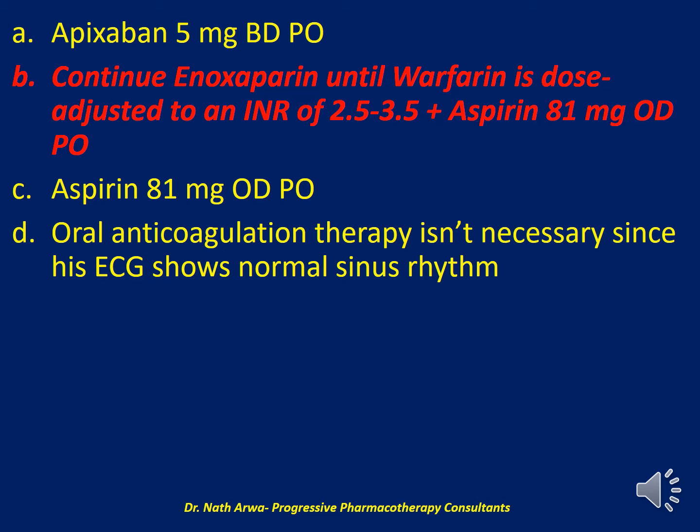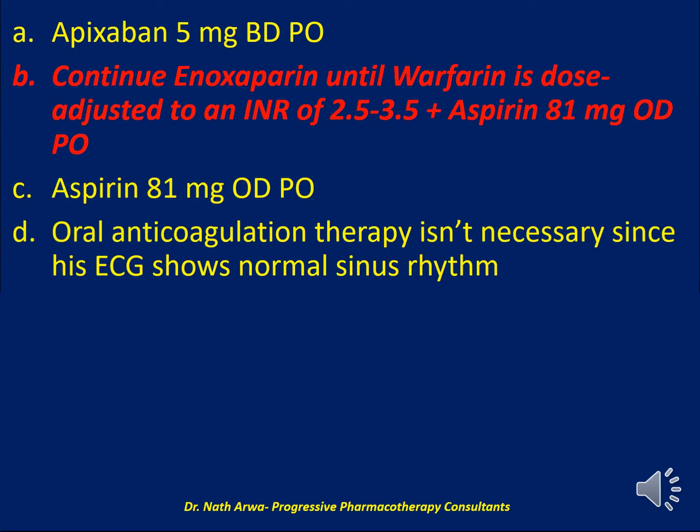Now, for mechanical valve replacement, warfarin therapy should be used regardless of the location, whether it's mitral or aortic. Now, aortic mechanical valve replacement requires warfarin therapy with a target INR range of 2 to 3, while the mitral valve mechanical replacement requires warfarin therapy with an INR target of between 2.5 and 3.5. So pay attention to those ranges. Let's move to the next question, please.